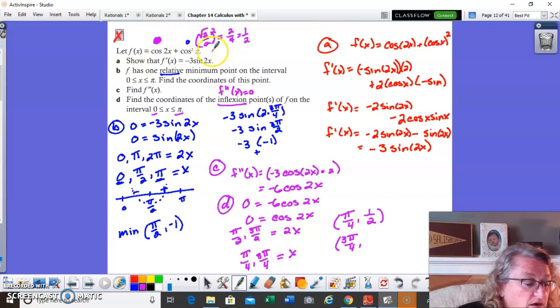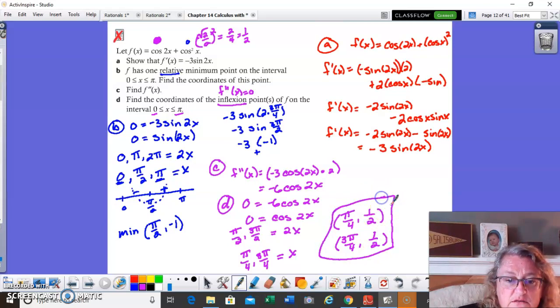What do we got here? The cosine of 3 pi over 4 is the x, so it's negative square root of 2 over 2, but when I square it, I still get the 1/2. So there are my points of inflection. There was my second derivative. Here was part B for the minimum, and part A was a show.